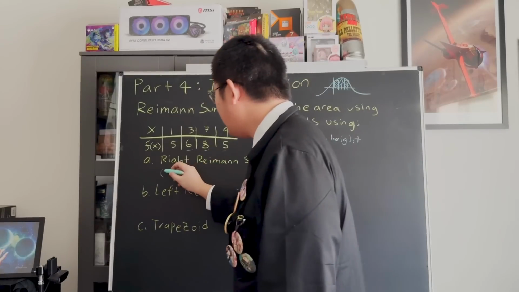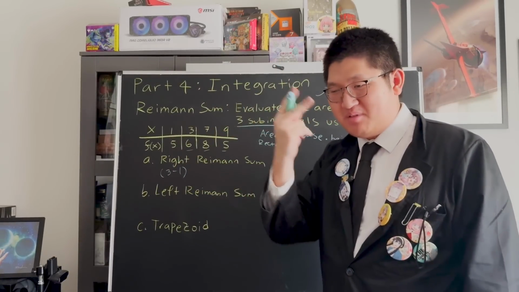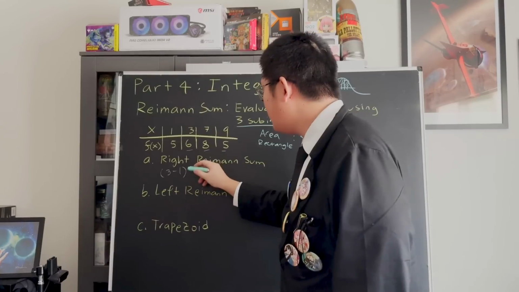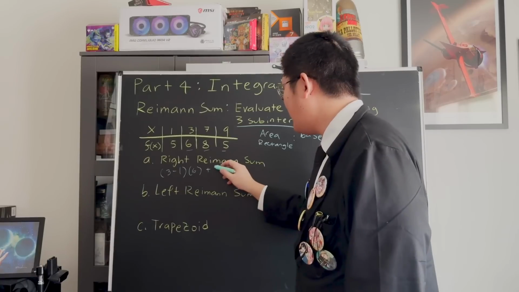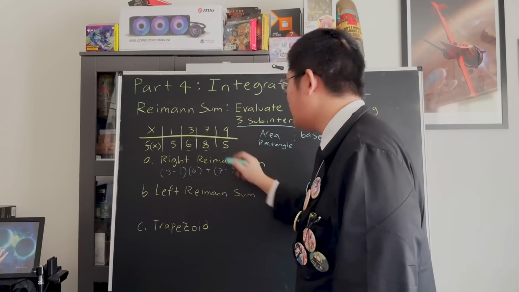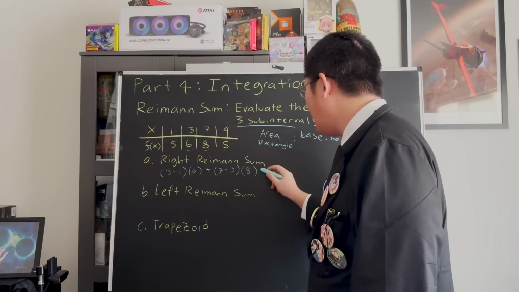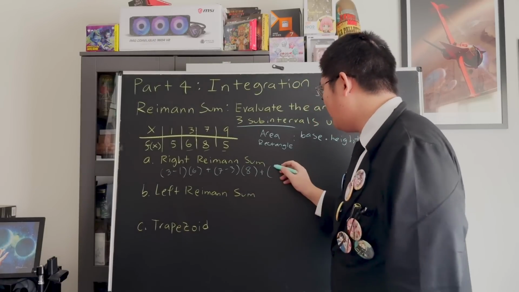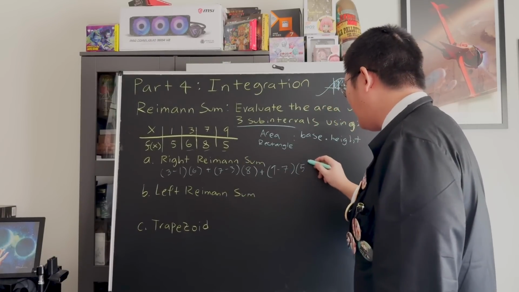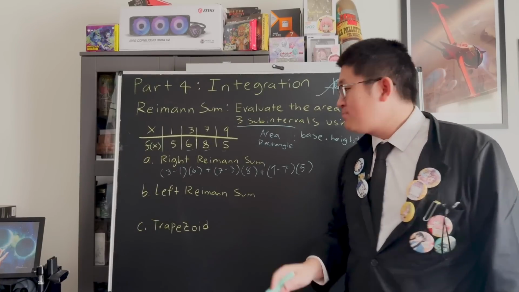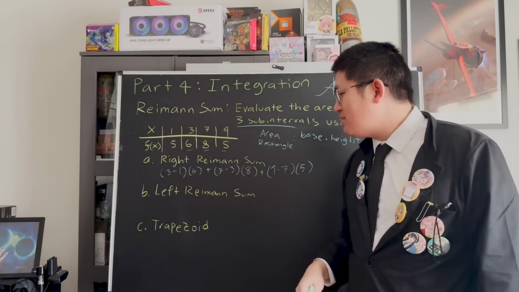So with the first base being the difference of 3 minus 1, because the distance between 1 and 3 is going to be a base of 2, then multiplied by the right-hand height of 6, adding that next with the next base of 7 minus 3, the distance between those two, and then multiplying that with that height of 8, and lastly, the third rectangle being 9 minus 7 on the base, multiplied by a positive 5 as the height. Again, using the right-hand heights there will then confirm for us that this is a right Riemann sum.